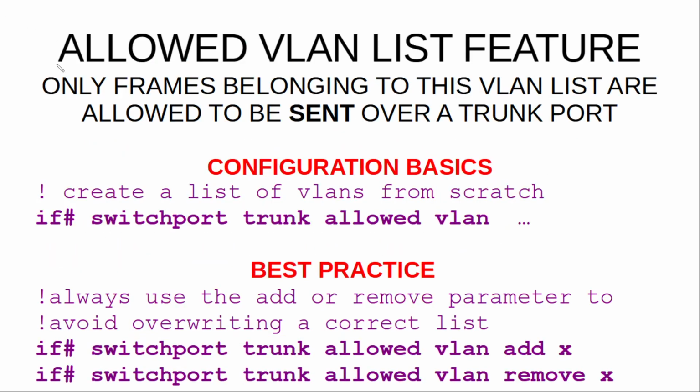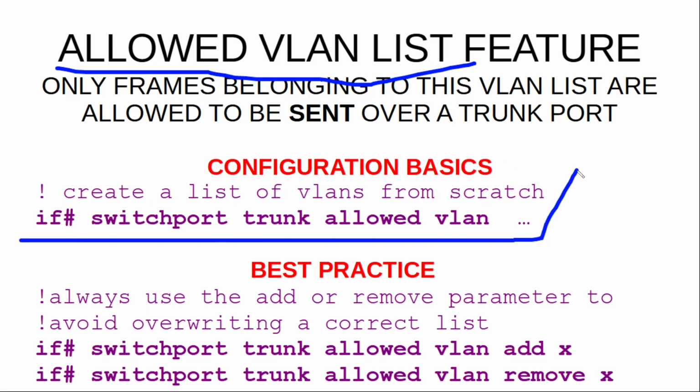You can also set up an allowed VLAN list on your trunks. This means that only frames belonging to the VLAN list are allowed to be sent over a trunk port. You can set up your VLAN list this way, and it is recommended that once you have an existing working operating VLAN list, if you want to manage it, always use add and remove parameters in order to work with it. Otherwise, you can override your VLAN list by a human error.